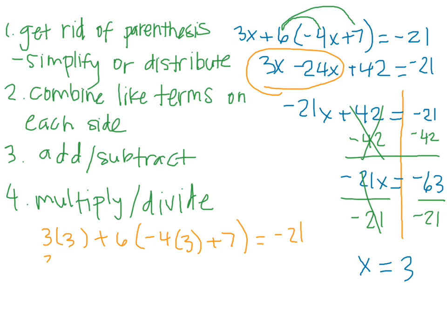Alright, let's go inside the parentheses first. We're doing order of operations. So I'm going to do negative 4 times 3. Whoa, why do we have 2 6s? Negative 4 times 3 equals negative 12. And negative 12 plus 7 is going to give me negative 5. And let's bring everything else down.